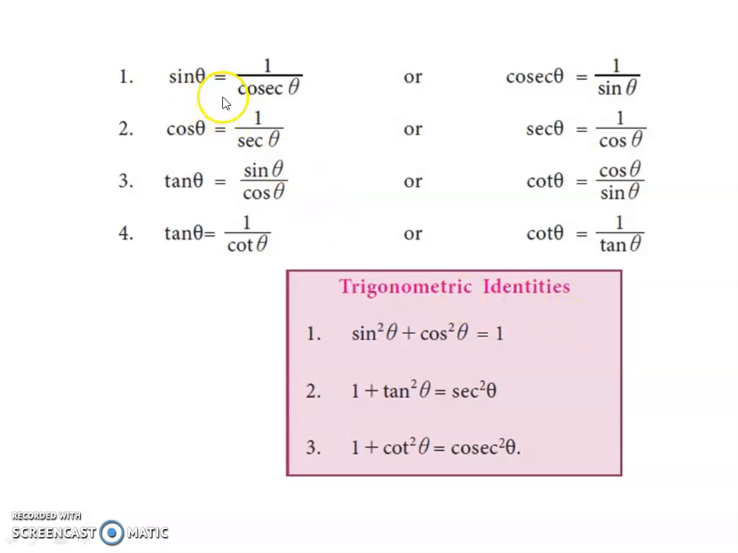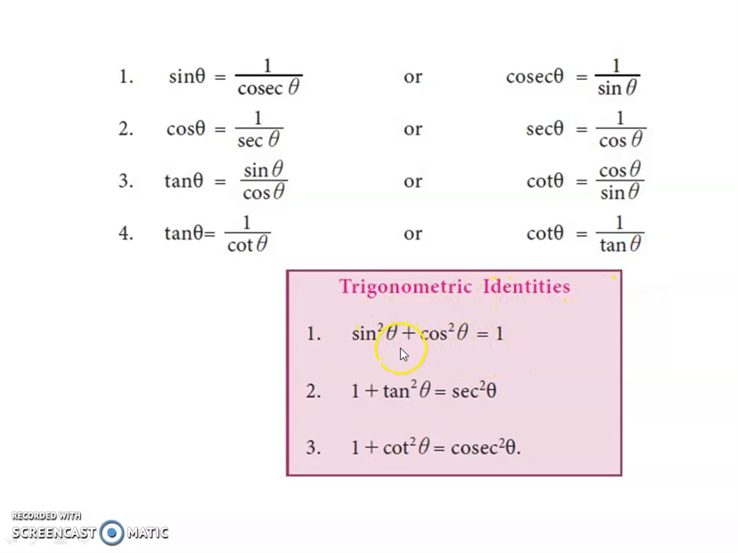Now for sin theta, we must remember the relation between all the trigonometric ratios. Sin theta is equal to 1 upon cosec theta. Cos theta is 1 upon sec theta. Tan theta is sin theta upon cos theta. Tan theta is also 1 upon cot theta. Cosec theta is 1 upon sin theta. Sec theta is 1 upon cos theta. Cot theta is cos theta upon sin theta. Cot theta is also 1 upon tan theta.